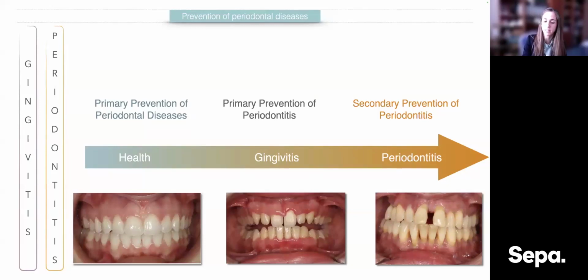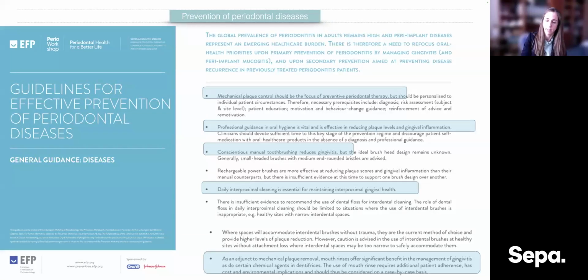So as we did with the clinical practice guidelines, we have tried to get our conclusions from the evidence published, and in regards to prevention, most of them were based on the European Workshop on Prevention, in which some bullet points were published. First, that mechanical plaque control should be the focus of preventive periodontal therapy. Professional guidance in oral hygiene is vital and is effective in reducing plaque levels and gingival inflammation. Conscientious manual toothbrushing reduces gingivitis, that's for sure. Daily interproximal cleaning is essential for maintaining interproximal gingival health.